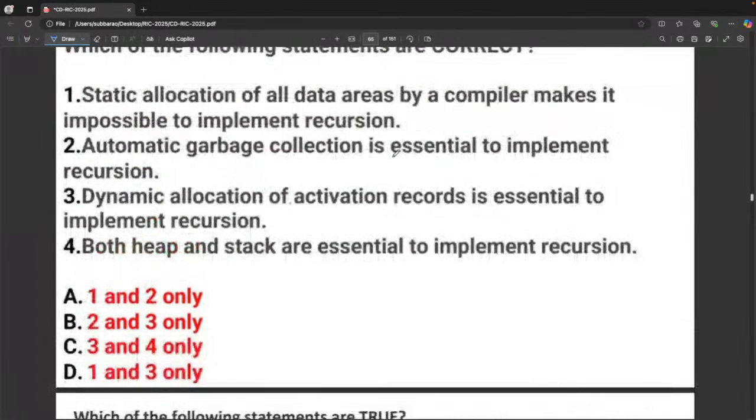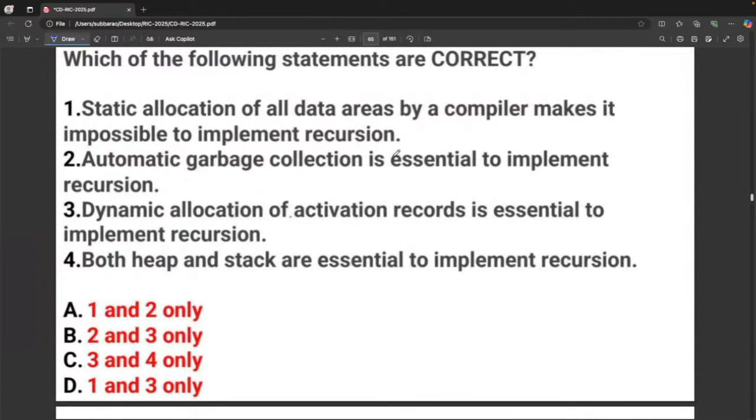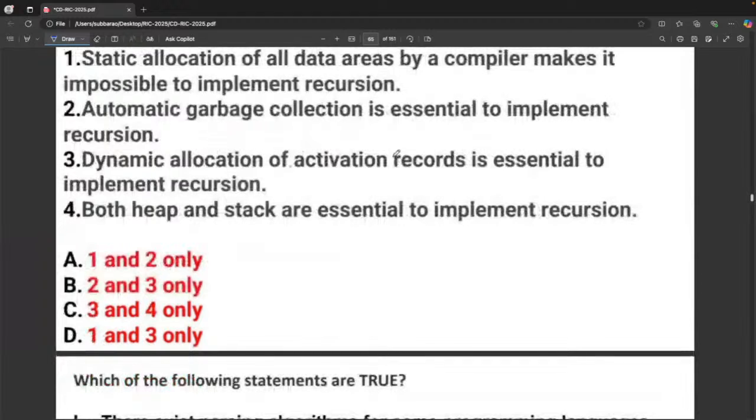You see the options also. Can everyone try? What is the answer for this? Let me verify.